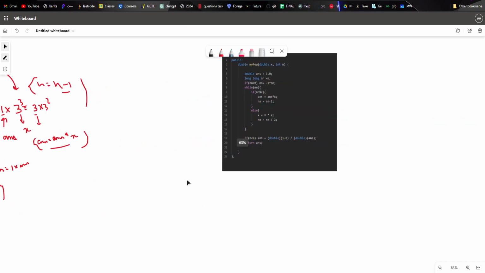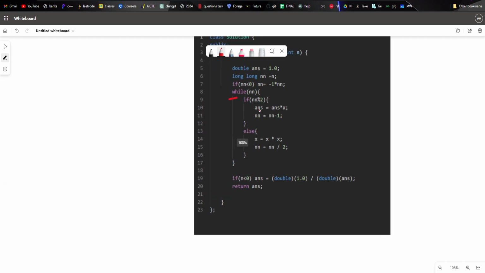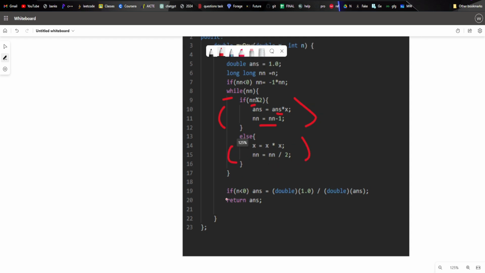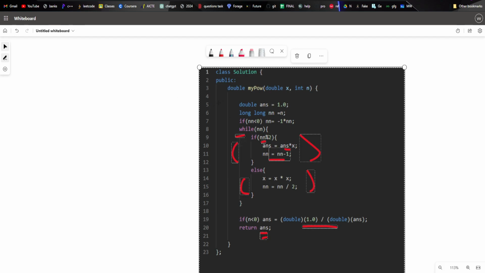Let's move to the coding part for more explanation. I am just doing the same thing while my n is valid. If it is odd, as I told you, I will subtract 1 and do this. If it is even, then I am going to do this. If it is negative, then I am going to do this. Or else, if it is positive, I just return the answer. So these are the things about how we are going to solve this question.